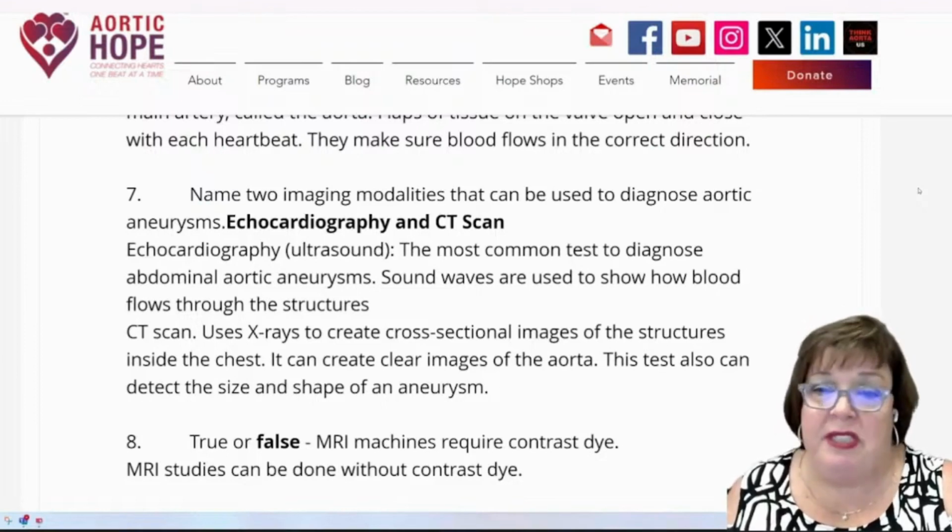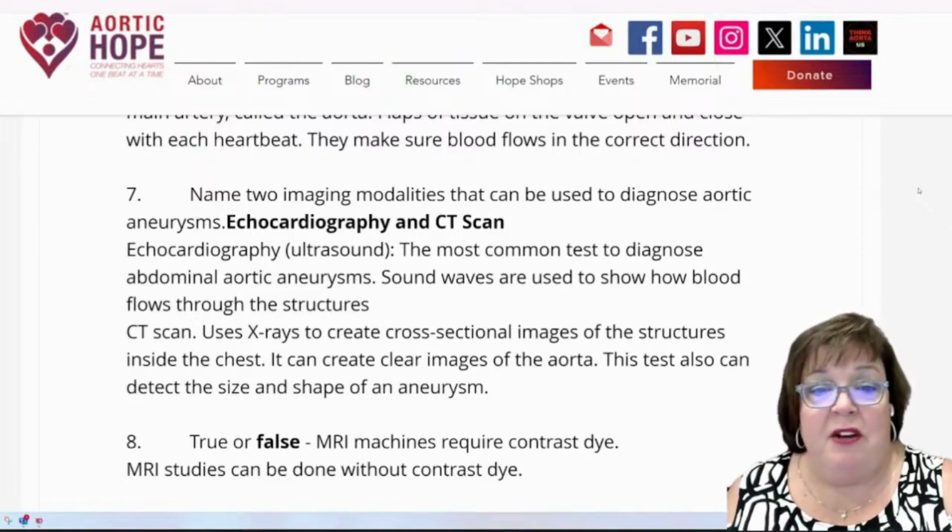CAT scan or CT scan. It uses X-rays to create cross-sectional images of the structures inside the chest. It can create clear images of the aorta. This test also can detect the size and shape of an aneurysm.